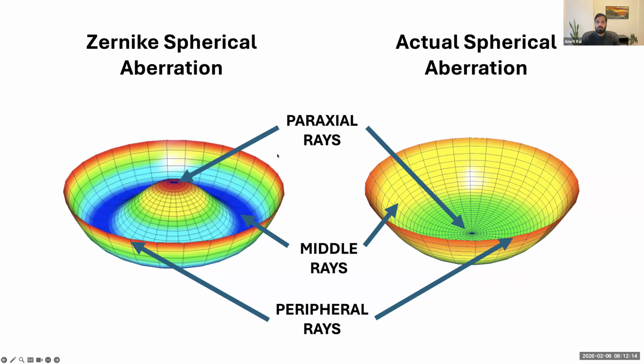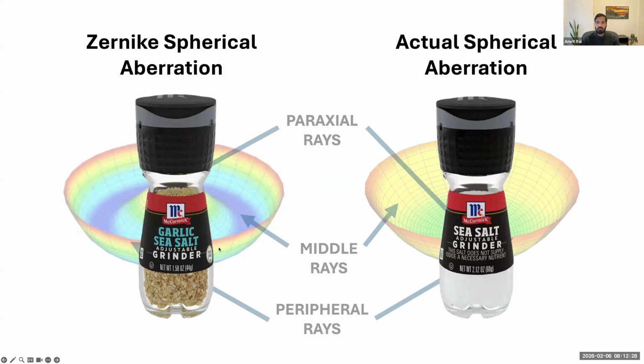The central bump should be neutral green, and as we move more peripherally, the rays focus more anteriorly, as you can see on the right. So why is this happening? Why is there a bump here? And what are the consequences of this?